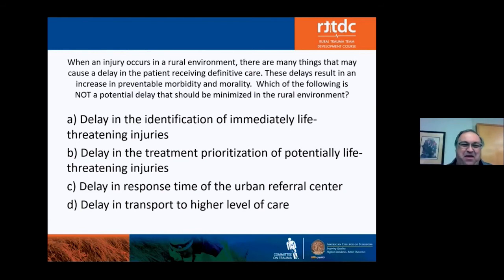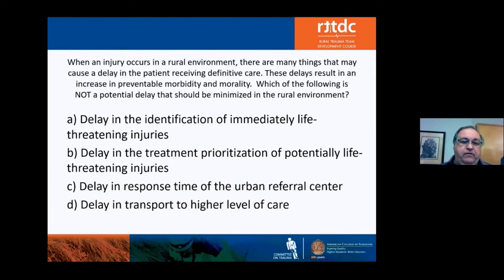Okay. So when an injury occurs in a rural environment, there are many things that may cause a delay in the patient's receiving definitive care. These delays result in increase in preventable mortality and morbidity. Which of the following is not a potential delay that should be minimized in the rural environment? A, delay in identification of immediately life-threatening injuries. B, delay in treatment prioritization of potentially life-threatening injuries. C, delay in response time of the urban referral center. And D, delay in transport to a higher level of care. We'll go ahead and close the polling at this time. It looks like a lot of people have chosen C as the primary, actually 57%.